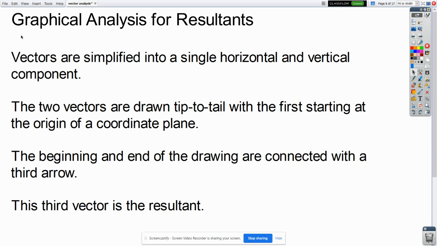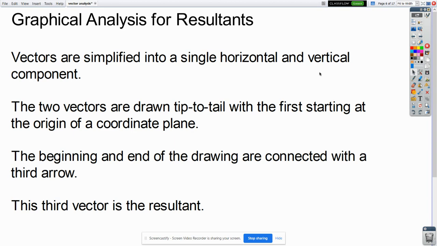So let's start with graphical analysis for resultants. When we have the two vectors, one in the horizontal, one in the vertical, that we are going to combine together to find that net, to find that overall or resulting vector. First, in some cases, you will have to start by simplifying all the vectors that are in your problem down to just two.